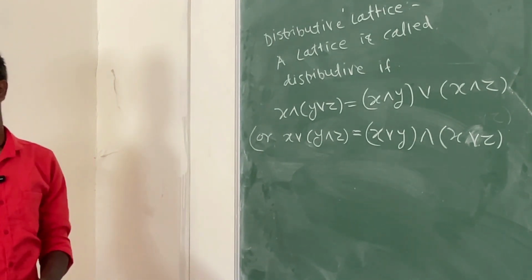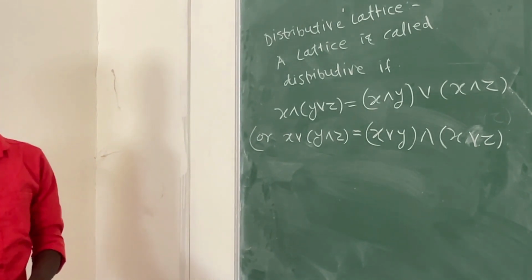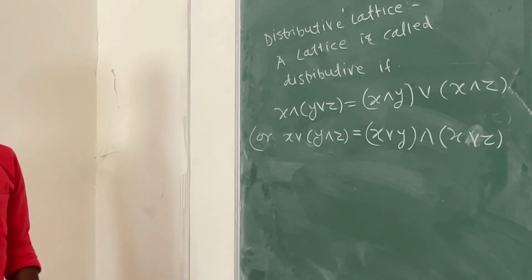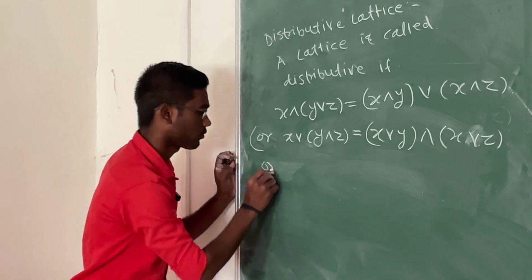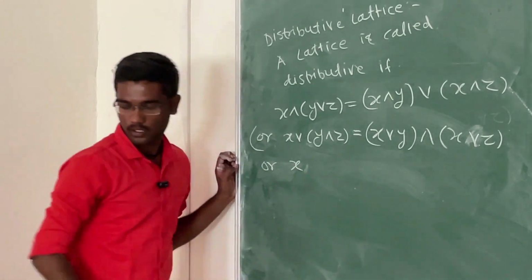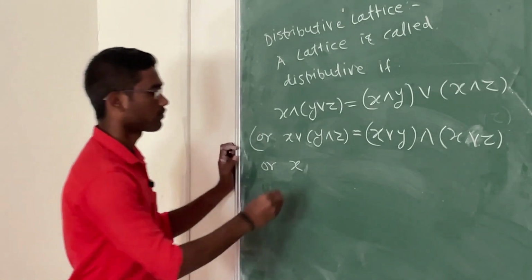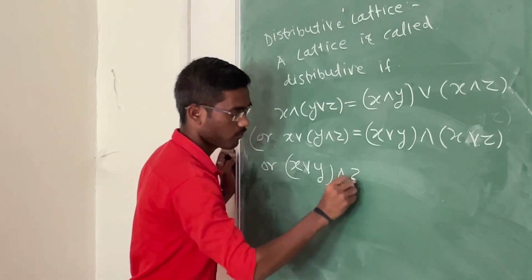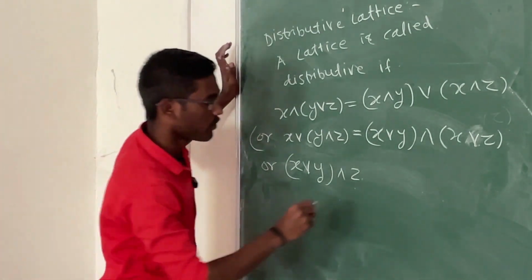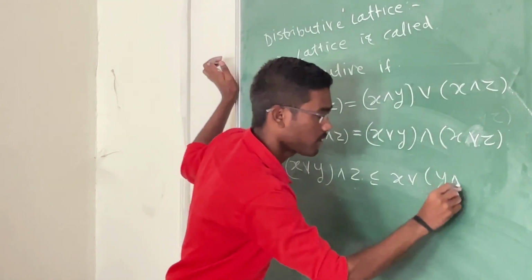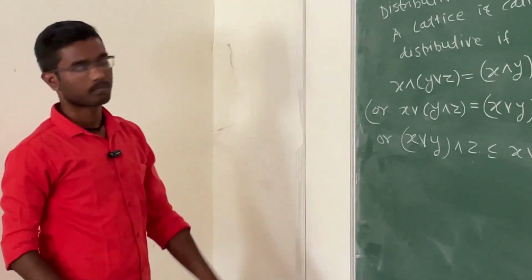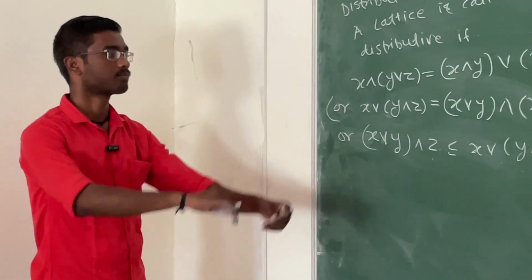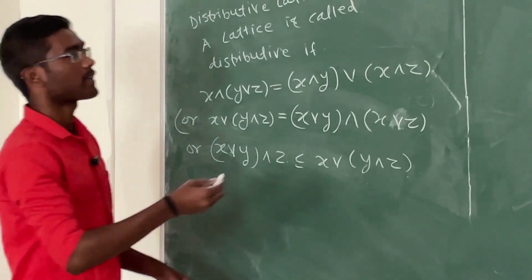Is this clear? Because for every lattice, the first lemma we proved says the left hand side is always less than or equal to the right hand side. Are you following? So if it is distributive, the other side, if it is true, we say it is distributive. So you write X join (Y meet Z) is less than or equal to (X join Y) meet (X join Z). Or for any one of these, one side of those two identities, you can take one inequality. Yes. Now modular lattice.